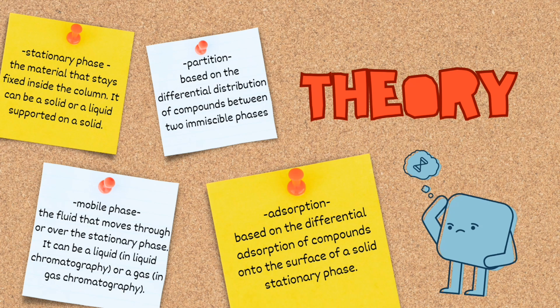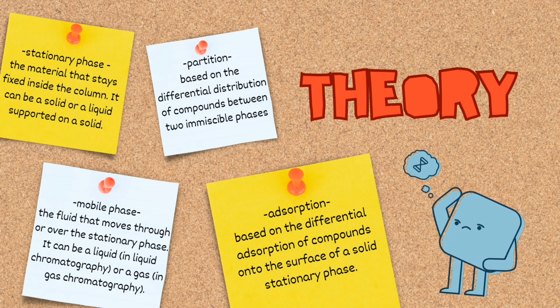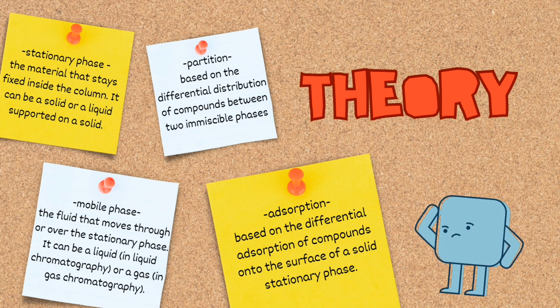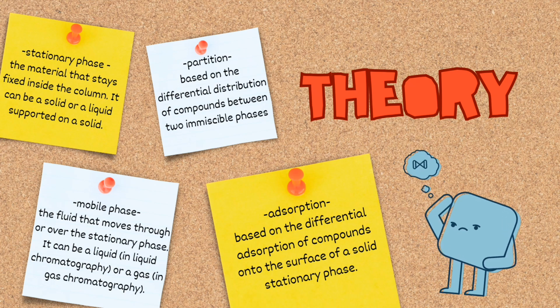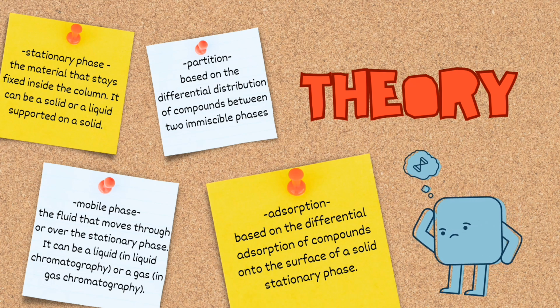In chromatography, partition and adsorption are two fundamental mechanisms that explain how components of a mixture are separated based on their interactions with the stationary and mobile phase. First, partition chromatography. Partition chromatography is based on the differential distribution of compounds between two immiscible phases, which are the stationary phase and the mobile phase.